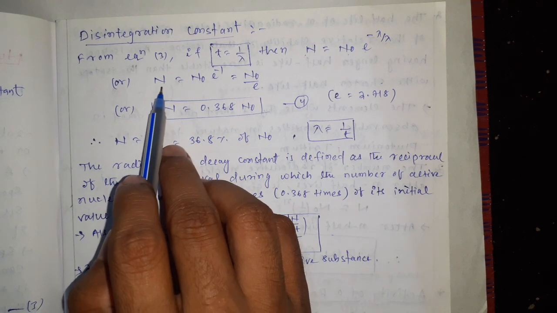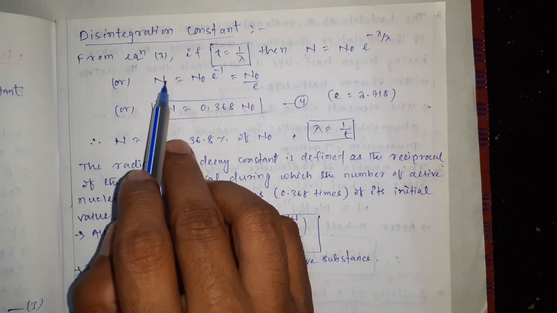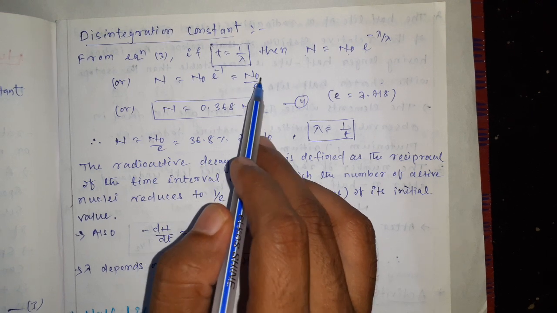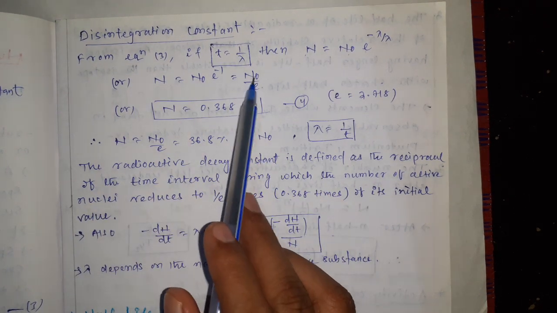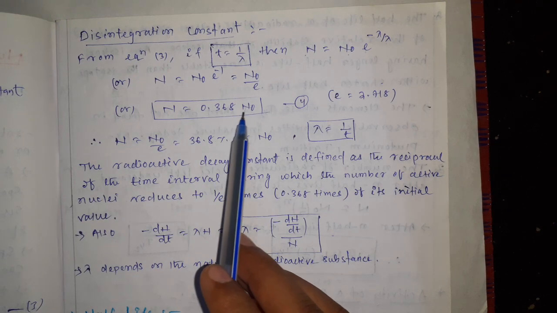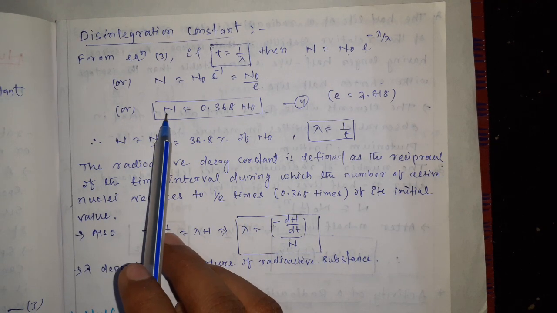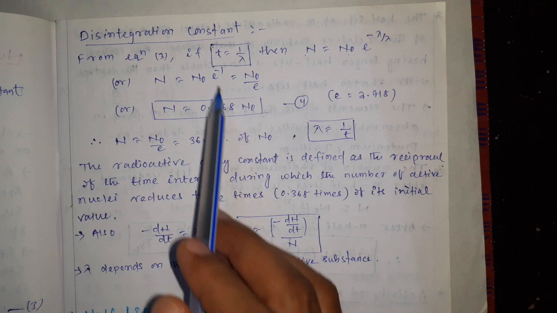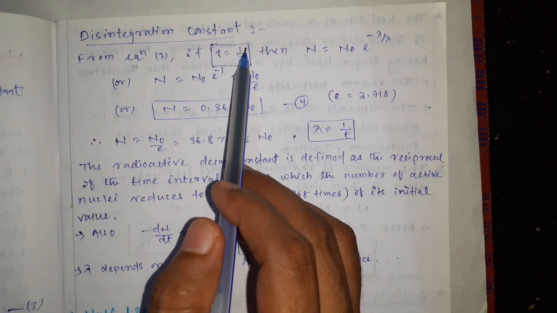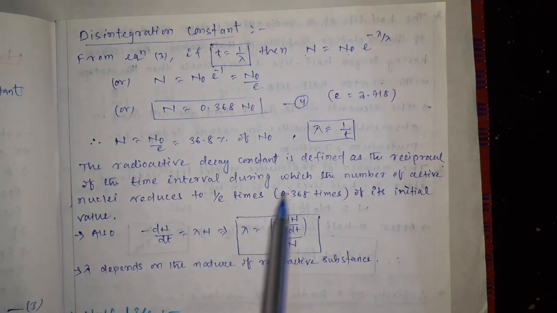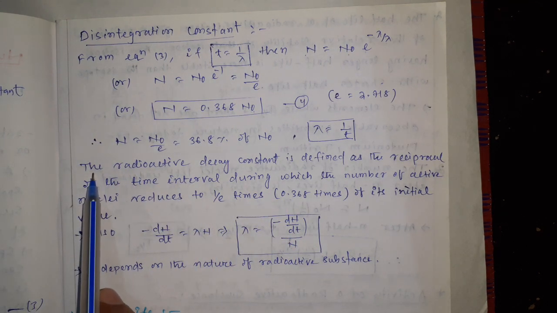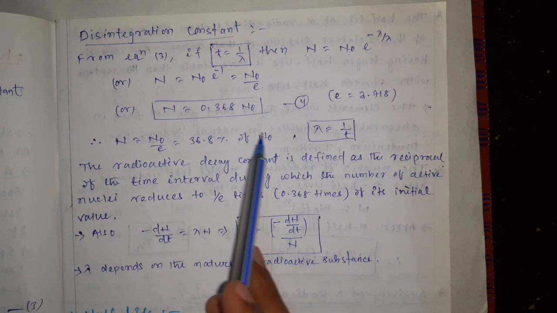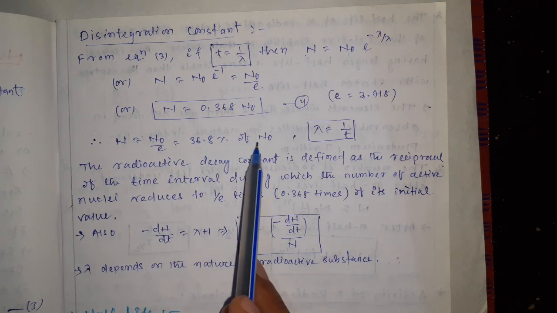That means the number of undecayed particles is 1 by e times the original number of particles. So 1 by e has the value 0.368, so N equals 0.368 times N0 when the time is equal to 1 by the decay constant. So we can write that N equals N0 by e, which is 36.8% of N0.